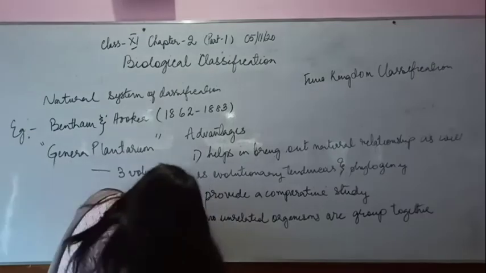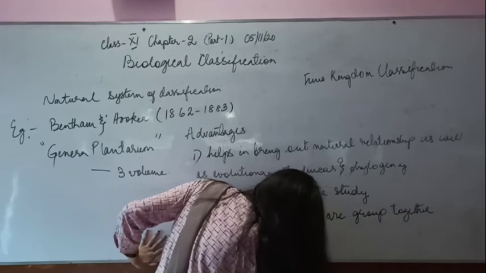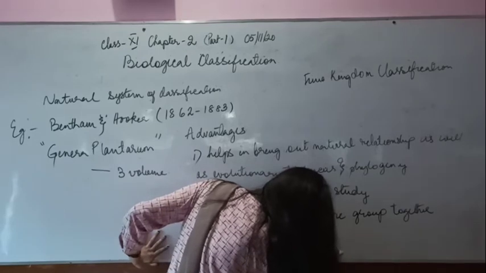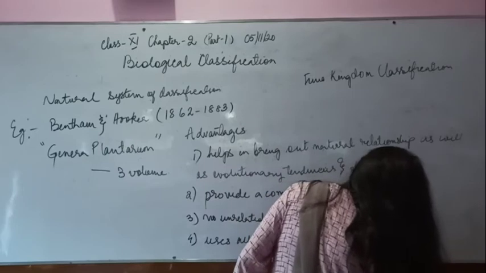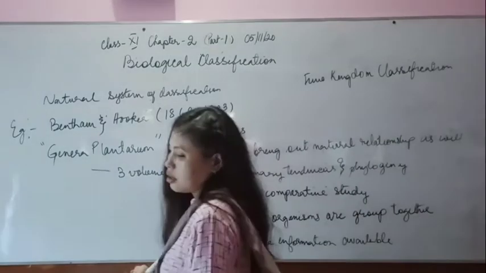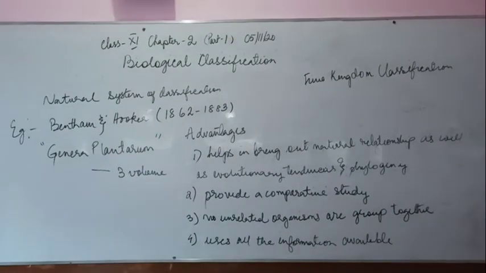And lastly, it uses all the information available in the scientific world. So in the world of science, we have a lot of information. All that information is used, and therefore it provides a comparative study because all the available information is used. It provides a comparative study. So this is what the advantage of the natural system is about.